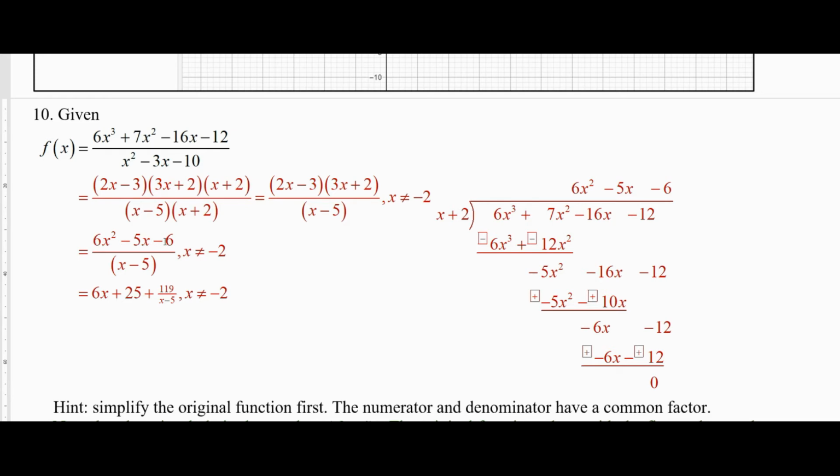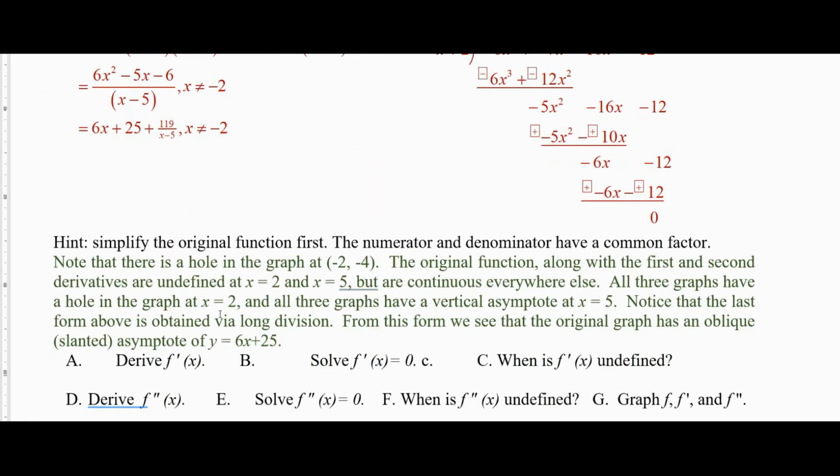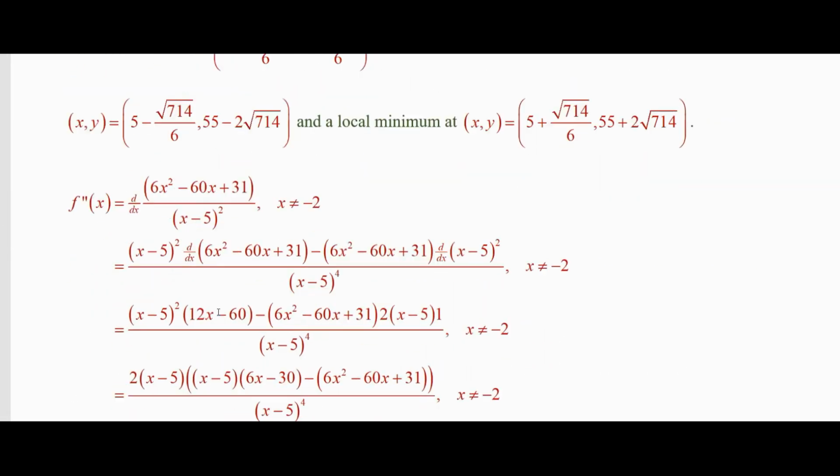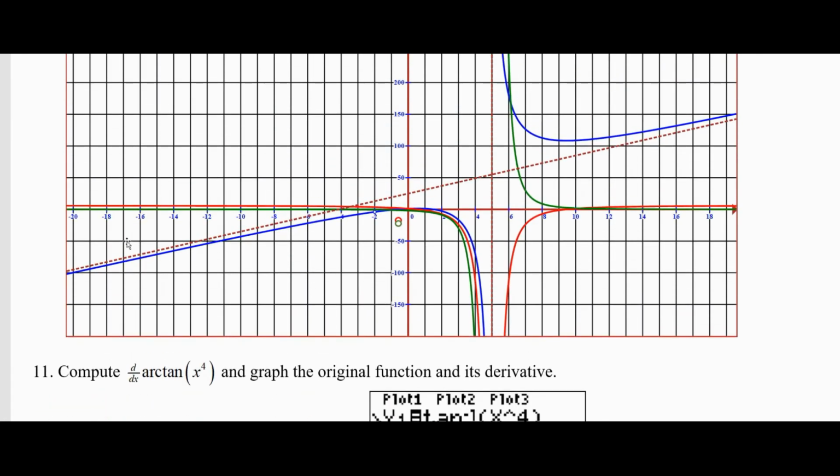Just take the 6x squared minus 5x minus 6 divided by x minus 5. And we see we get a linear function, 6x plus 25 plus this remainder, 119 over x minus 5, which says this y equals 6x plus 25 is going to be a slanted or oblique asymptote. That's this maroon dotted line here, our oblique or slant asymptote of the original function there.